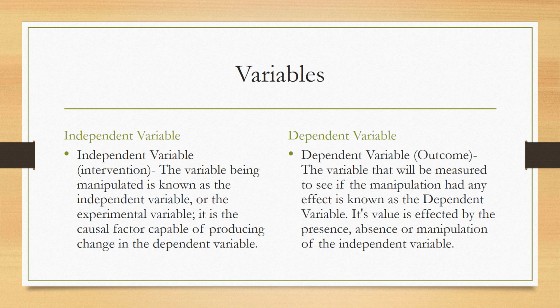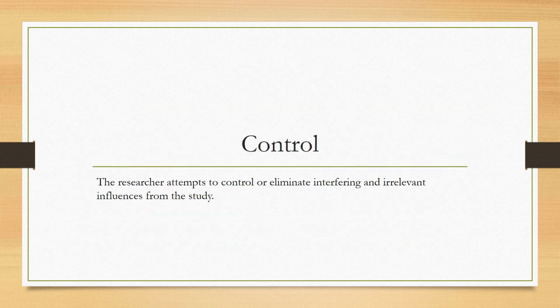Independent variable example, if you are studying the effects of a new toothpaste on caries, the variable being manipulated is the type of toothpaste. A dependent variable example, if you are studying the effects of a new toothpaste on caries, the amount of caries is the dependent variable. It depends on the toothpaste used. So control. The researchers attempt to control or eliminate interfering and irrelevant influences from the study.